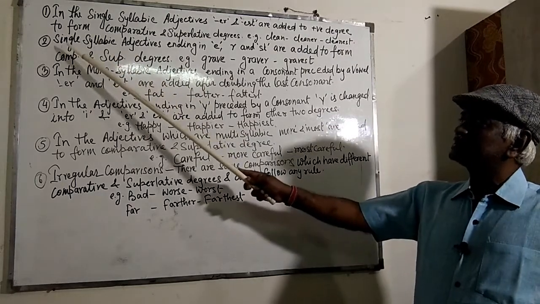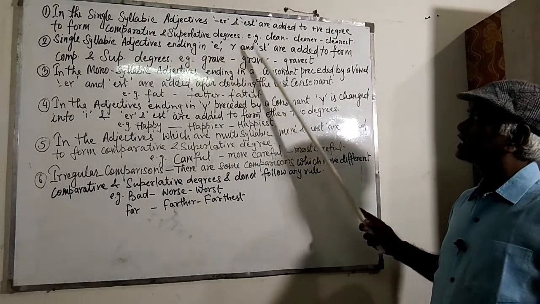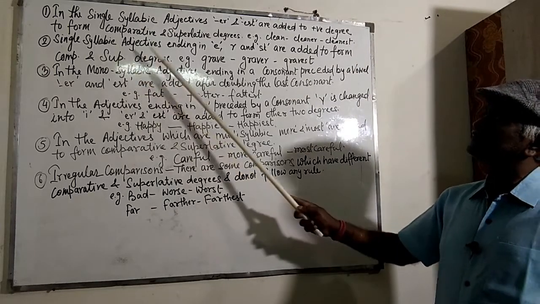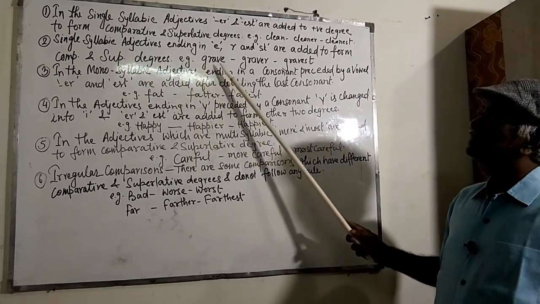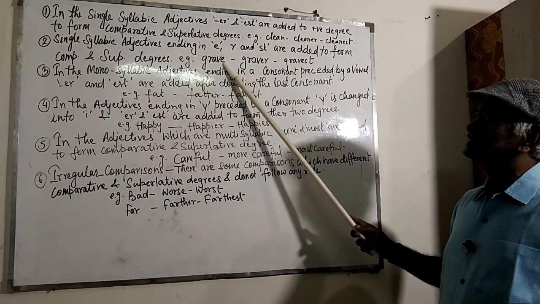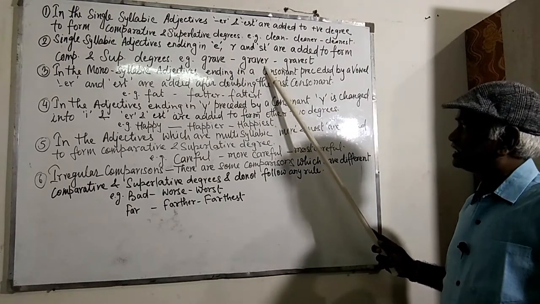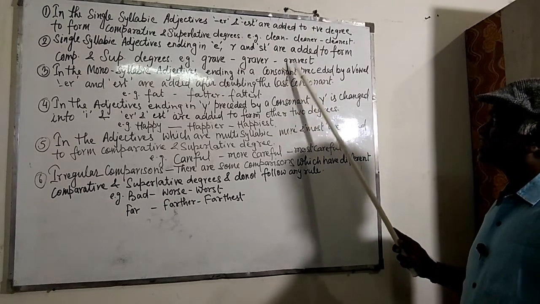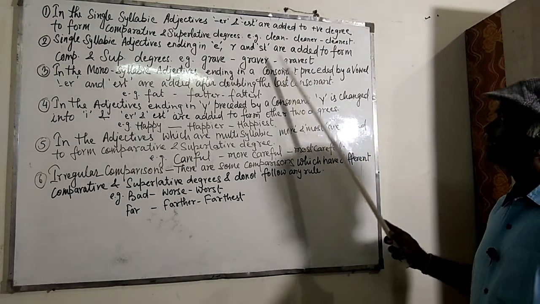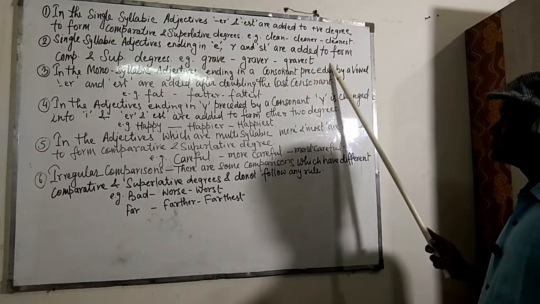The second rule says single syllabic adjectives ending in E, R and ST are added to form comparative and superlative degrees. For example, grave: at the end here E is coming, so R is added at the end, graver, comparative degree, and its superlative degree is gravest. So R and ST are added to form comparative and superlative degrees respectively.